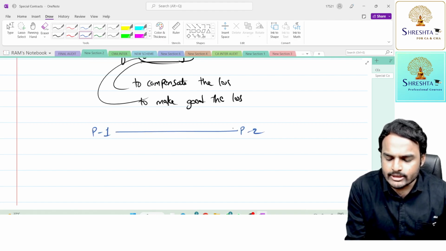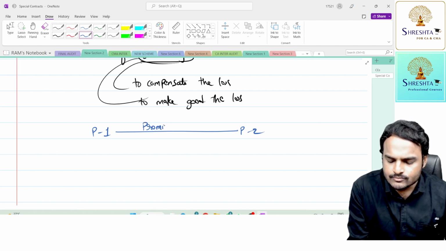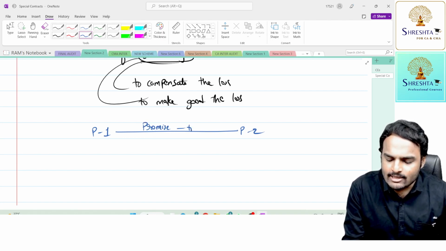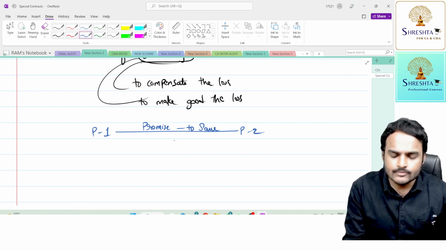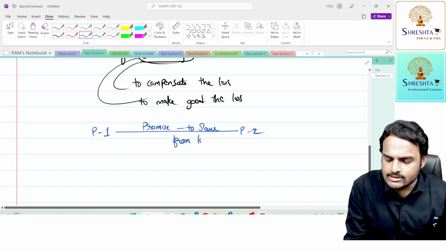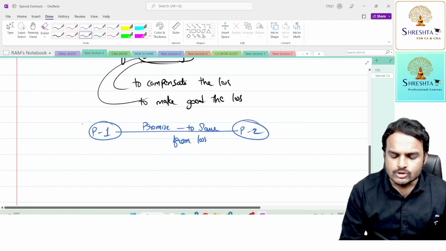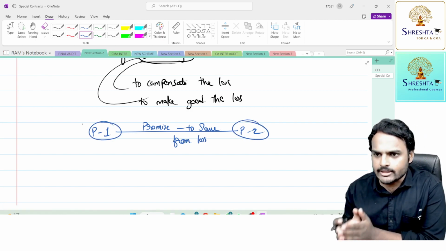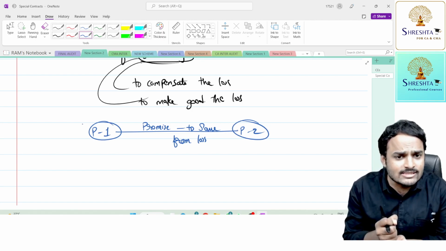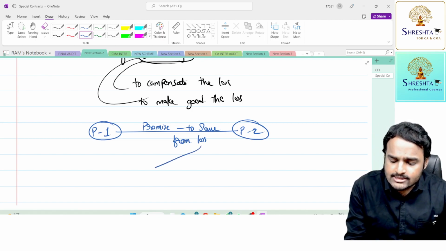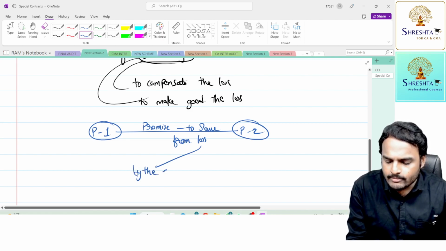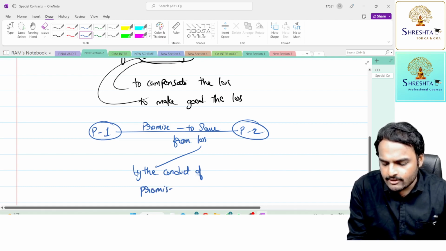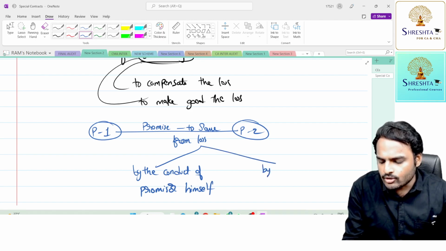What is party 1 doing? He's making a promise to save the other from loss. The other person is party number 2. So party 1 is making a promise to save party 2 from loss. Which loss? Loss caused by the conduct of the promisor himself, or caused by the conduct of any third party.